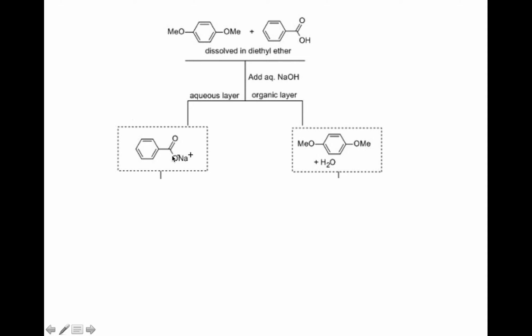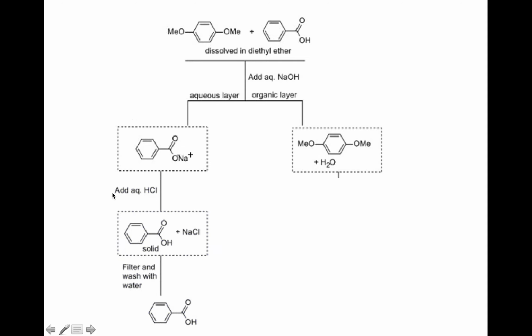So when you separate the layers, you can move on by neutralizing the sodium benzoate salt with HCl. Hydrochloric acid will make it neutral again, and you can obtain the solid form of benzoic acid by filtering it, washing it with water, and then drying the solid at the end.